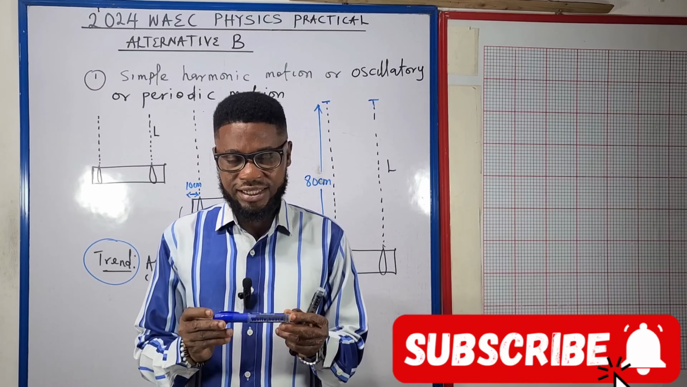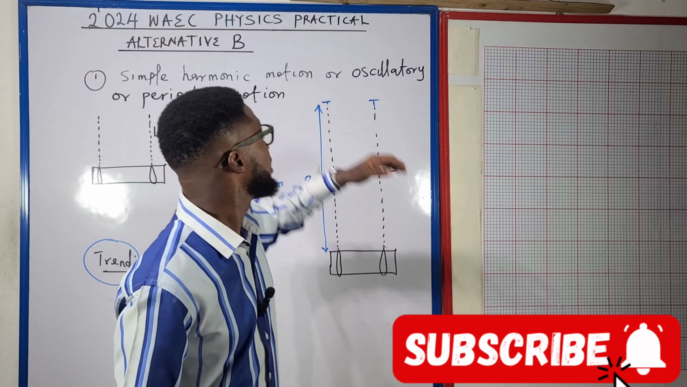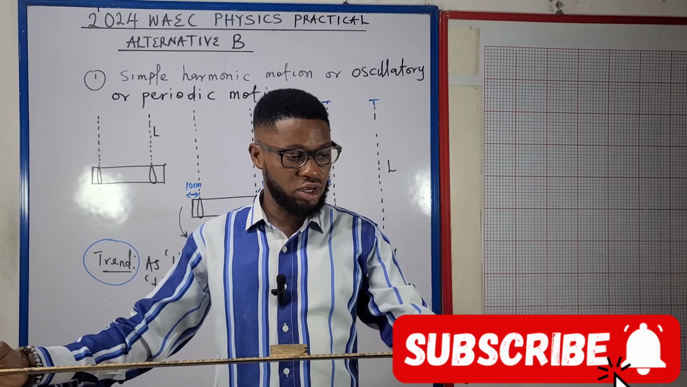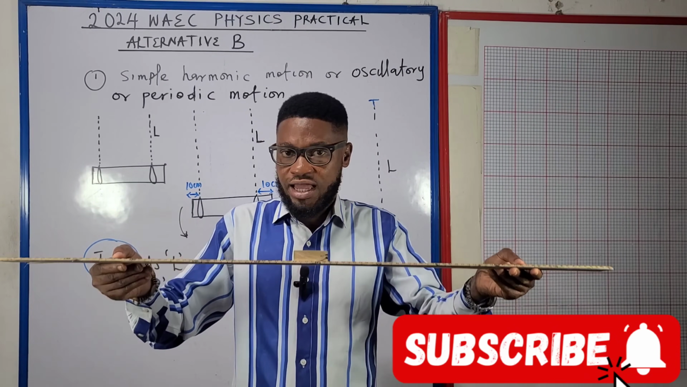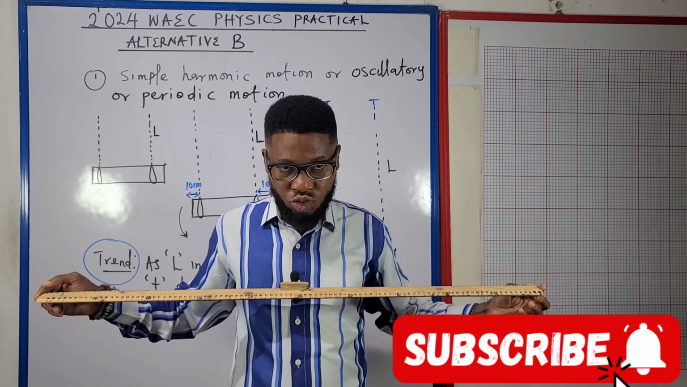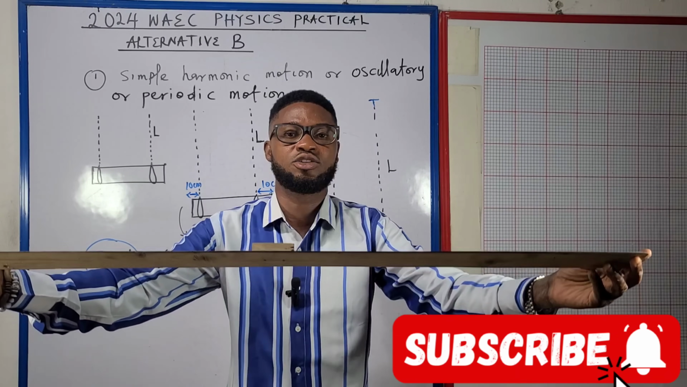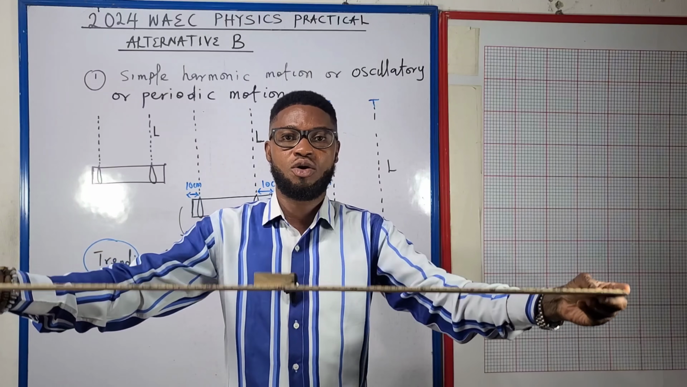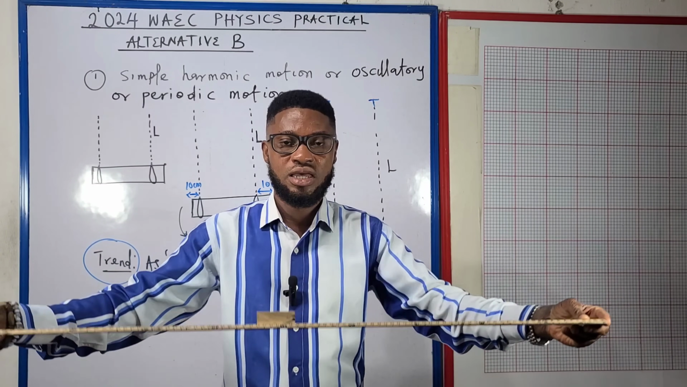So you set the meter rule into motion. Let's say this here is my meter rule. It's been hung 10 centimeter from this end, 10 centimeter from this end. Then I'm going to displace it through a small angle, then set it into motion so that it exhibits periodic, or what we call simple harmonic motion.